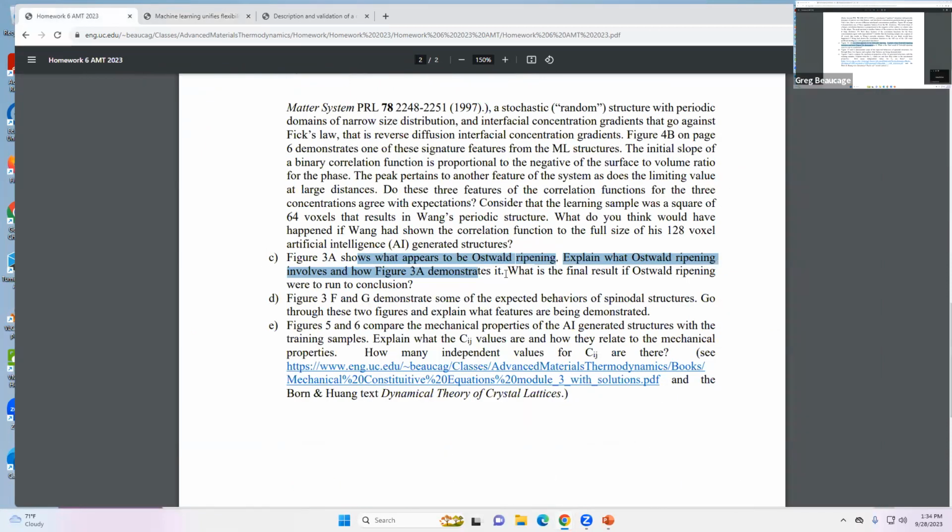So that's that business. What is the final result? The final result is going to be that you can't tell nucleation and growth from spinodal. It'll just look the same. You get just domains like spheres.